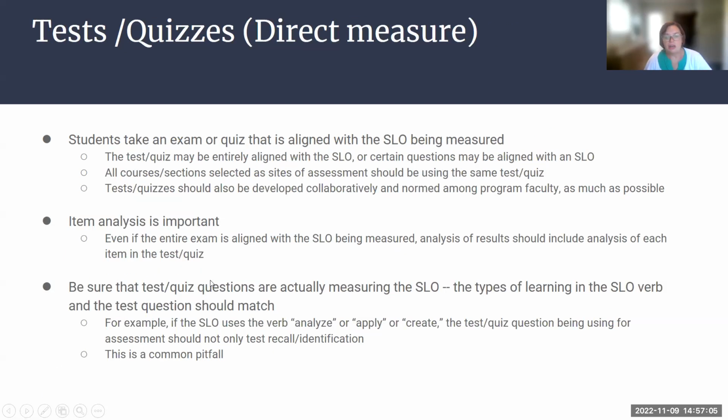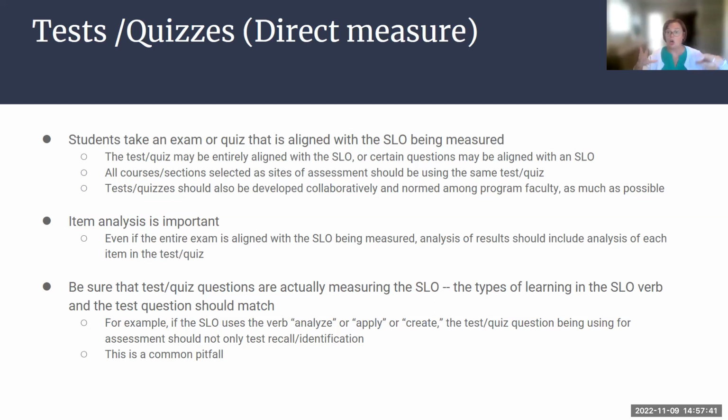Tests and quizzes. Obviously, this might be the most common direct measure. The two most important things are, one, often tests are used that are not aligned with the outcome that they are being used to measure, or it's not aligned well, or the alignment isn't clear to those outside of your program, which may always be the case, but you need to try to explain it a little. So sometimes on a test or quiz, only some questions are aligned with the outcome. That's okay. Just say that.